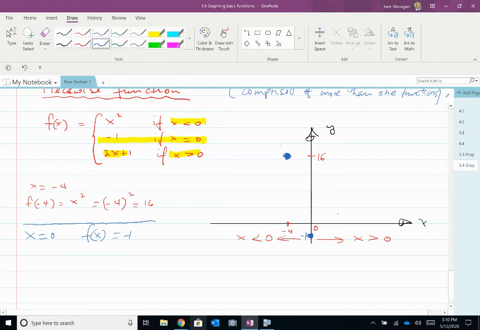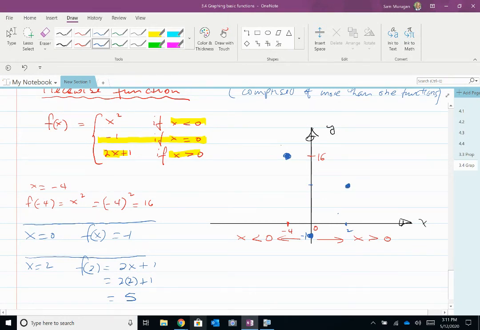Now, things to consider here. If I wanted to pick a value, say x is equal to 2, that would be for the case of x greater than 0. So for f(2), I will be substituting into 2x plus 1. So I'll be substituting 2 in here and getting 5. So there is a point at, say, 2 and 5.